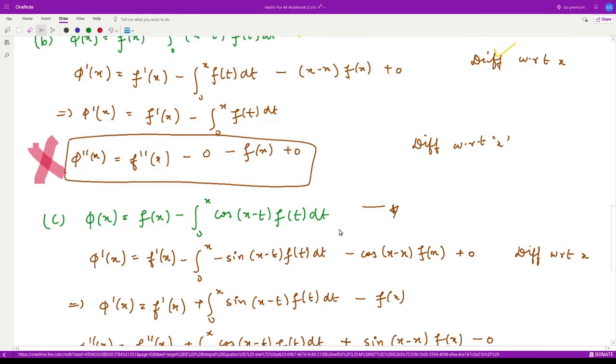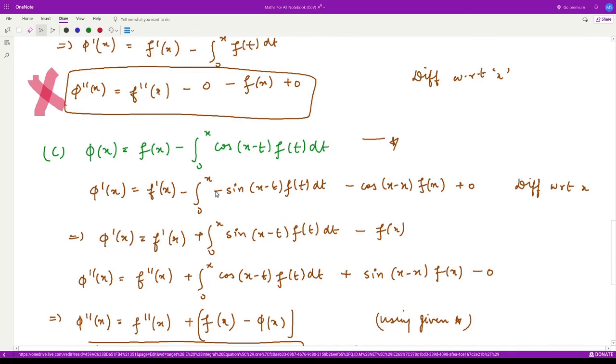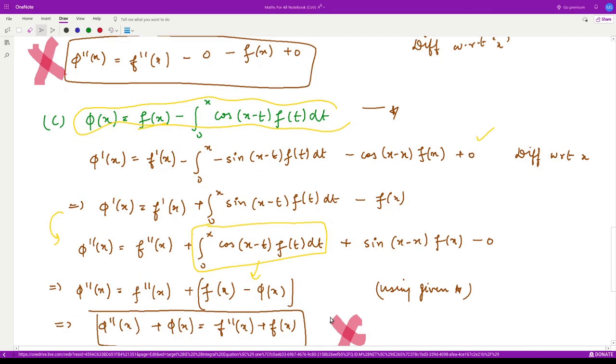Here, while solving part C, when we first differentiate it, we have something like this. Cos of 0 is 1, so this term is minus f of x. And when you differentiate it again, you will get something like this. Now this term, can you see what it is? This term is simply f of x minus phi of x. Just rearrange this equation a little and you'll get this thing, f of x minus phi of x. So this is also not equal to the one that we have calculated for our equation. So this is also not the correct option.